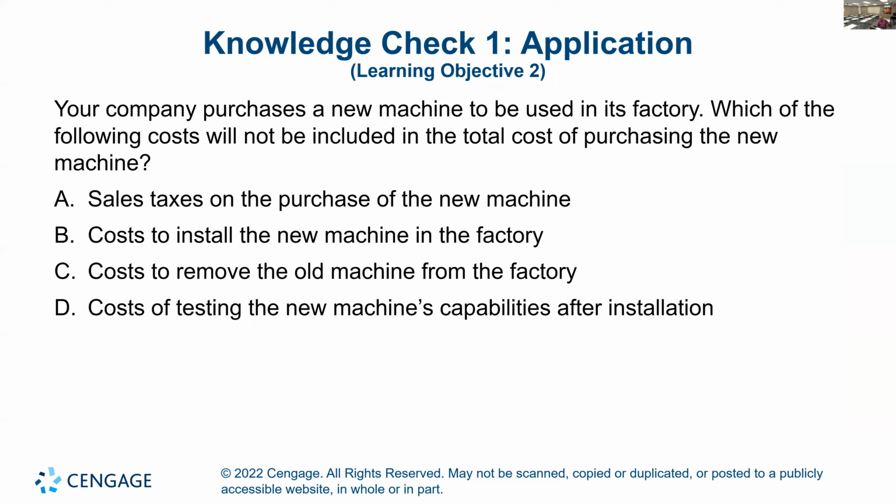All right, so we purchased a new machine to be used in the factory. Which will not be included in the purchase of a new machine? Sales tax, yes, that is included. Cost to install the new machine in the factory, yes, that is included in the cost of the new machine. Cost to remove the old machine from the factory. That will not be included. Okay, you might think that they need to do that to set up the new machine. But that relates to the old machine, not the new machine. That is not going to be in the cost. And after we install it, cost of testing the new machine's capability, that is test runs. So yes, that will be included in your answer here.